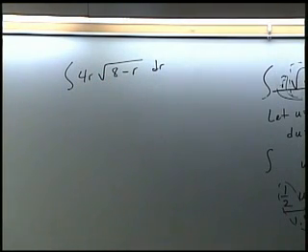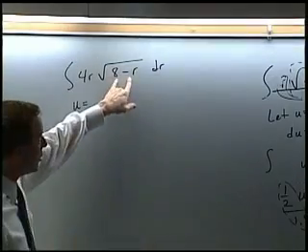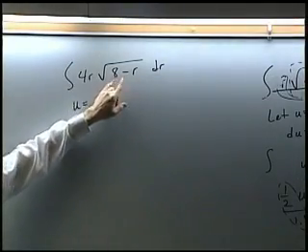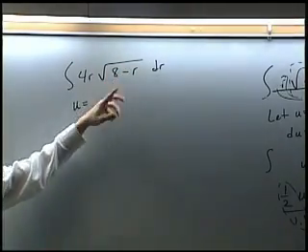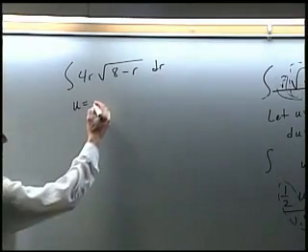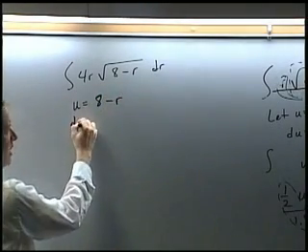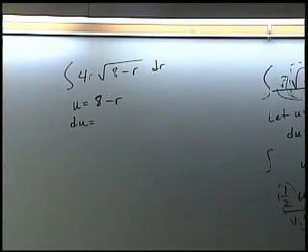All right. What do you think I will let u equal? What appears to be the more complicated piece? I mean, neither one of them is that bad, but probably the part underneath the square root. Usually that's what we do. We substitute for things underneath radicals or in parentheses. So let's let u equal 8 minus r, and then what did we say the derivative was?